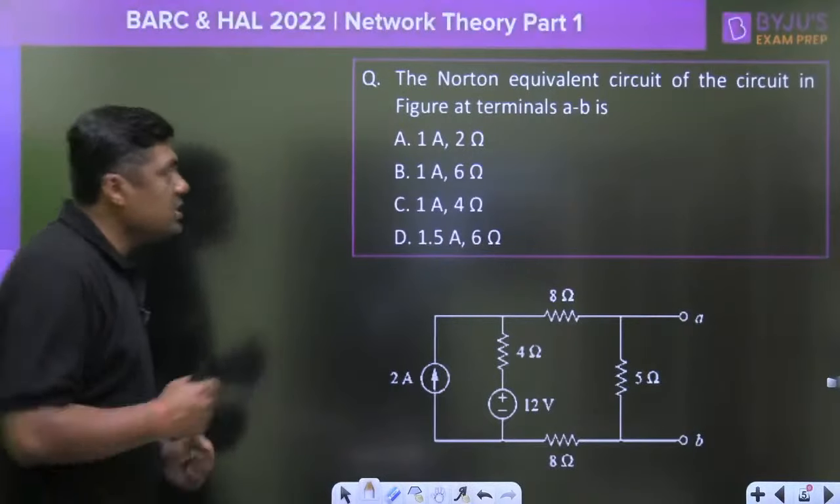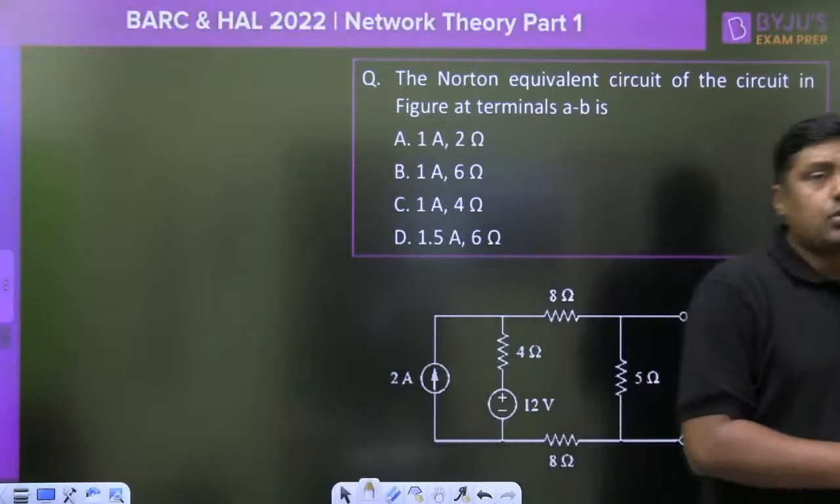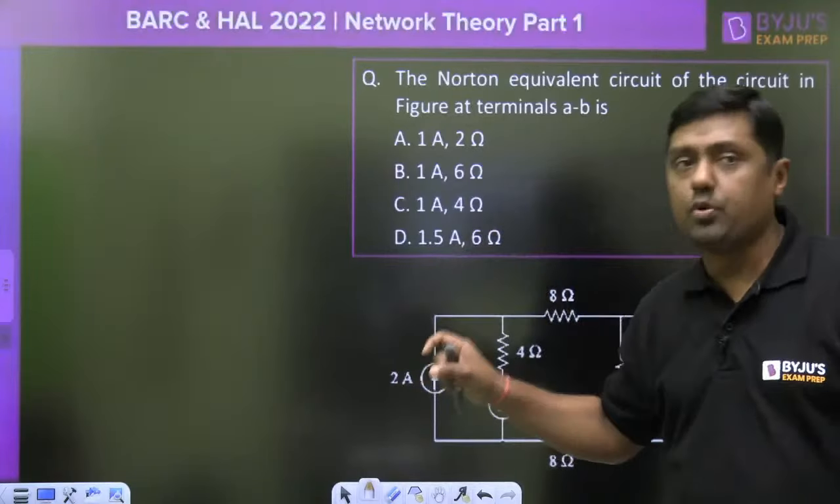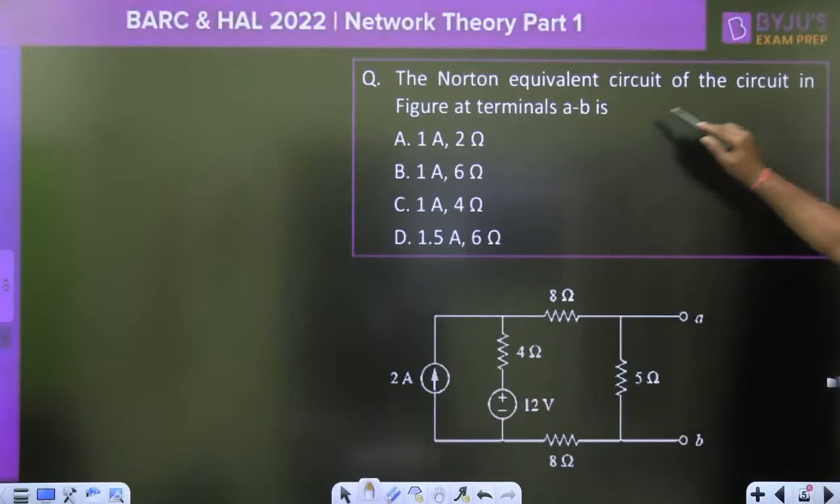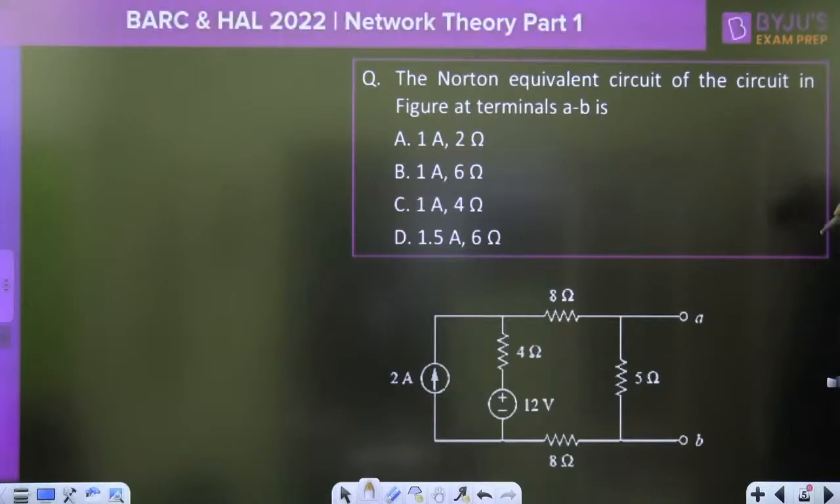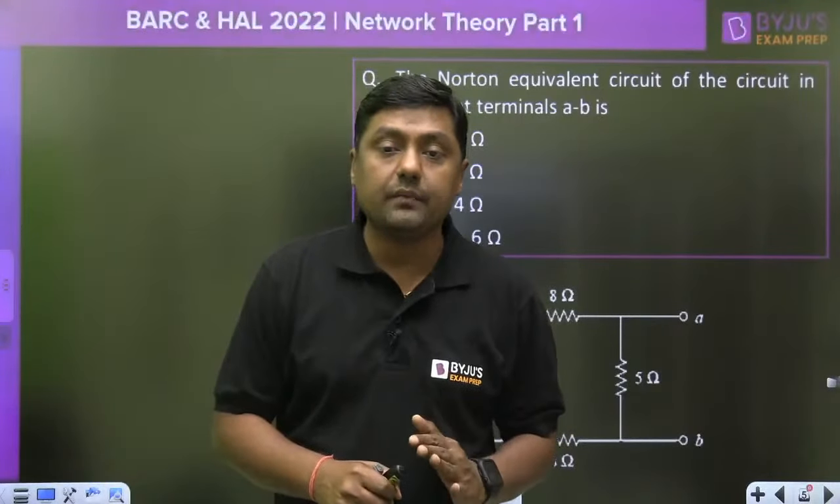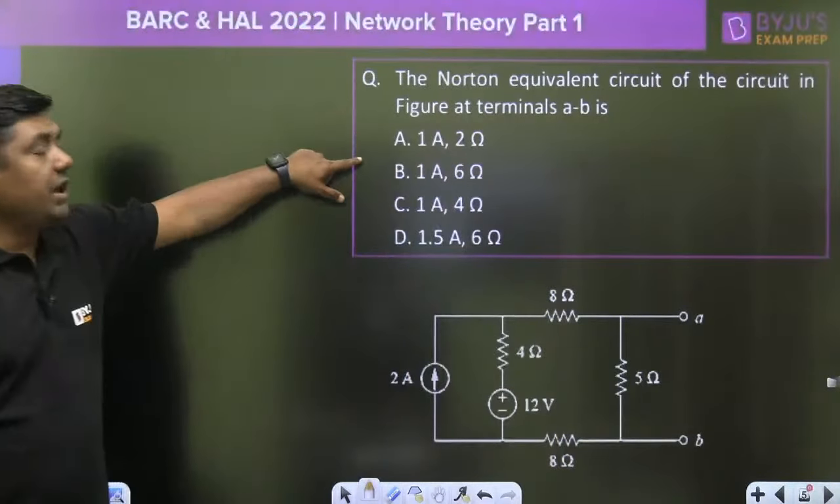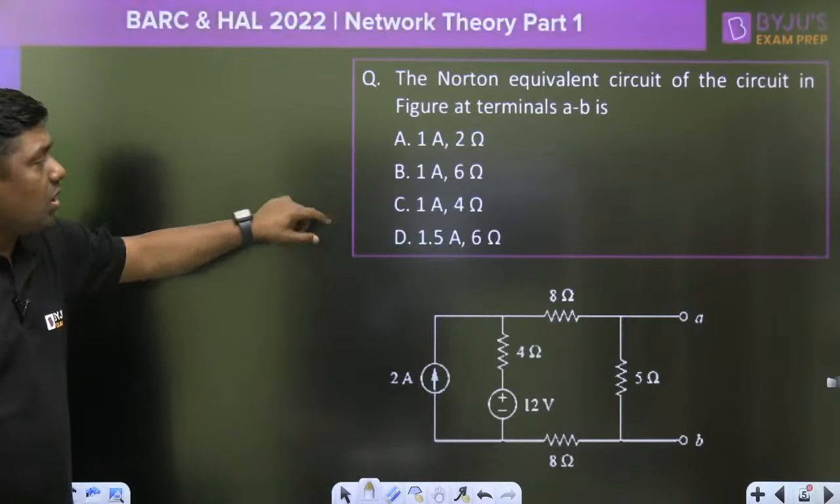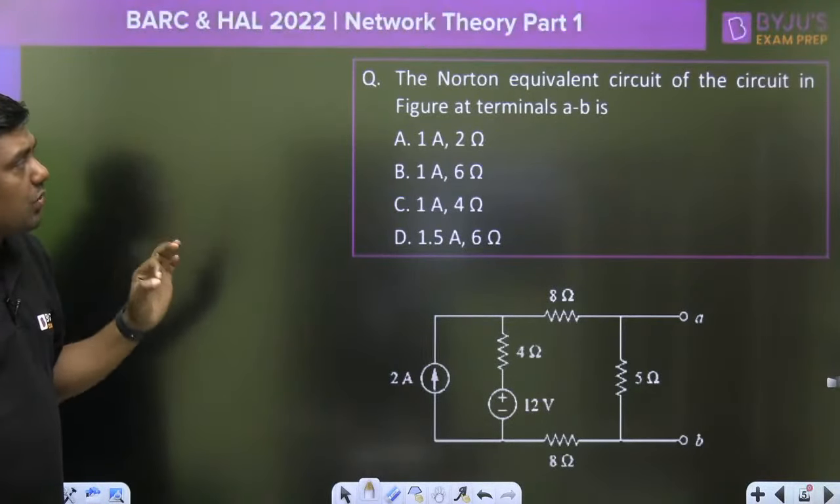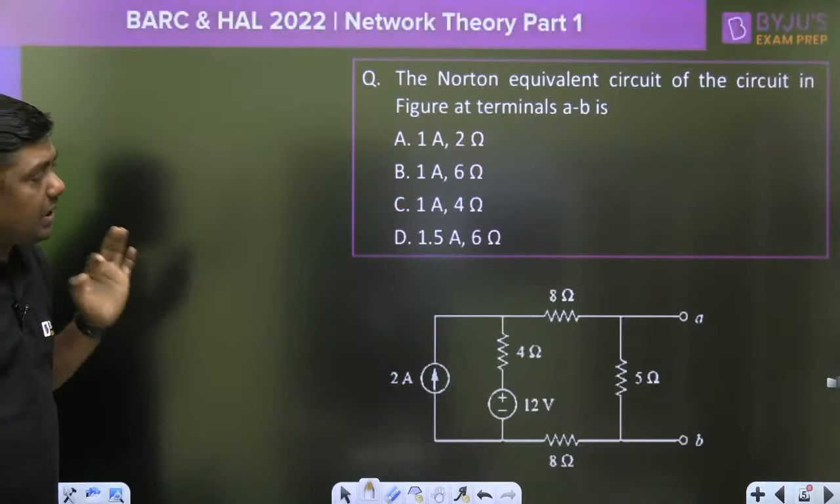That is for warm up. Very, very simple question, but in the BARC exam you may get this type of questions. The Norton's equivalent circuit of the given circuit in the figure at terminal A and B. A here, B here, 8 ohm, 4 ohm, 12, 8 and 2 ampere. What should be the value of Norton's equivalent? Which answer is correct, option A, B, C or D?